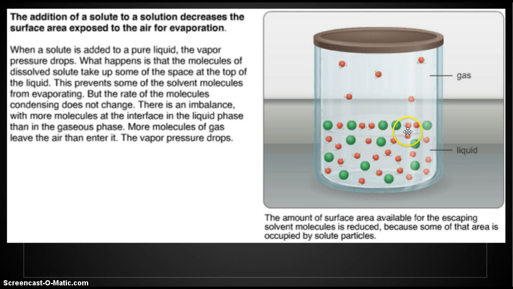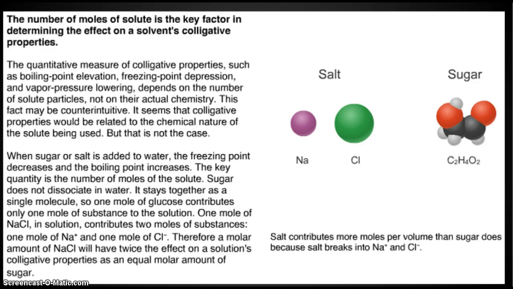Alright, so we are talking about how the vapor pressure drops because, again, there's molecules of solute in the way. The number of moles of solute is the key factor in determining the effect on a solvent's colligative properties. The quantitative measure of colligative properties, such as boiling point elevation, freezing point depression, and vapor pressure lowering, depends on the number of solute particles, not their actual chemistry. We don't care if it's sugar or salt. Chemically, sugar and salt are crazy different, and we don't care which one it is. Hey, we just care how many moles we have.